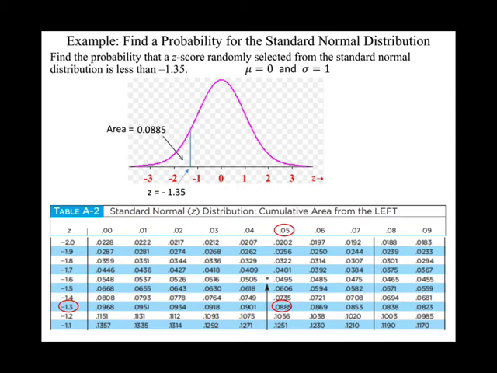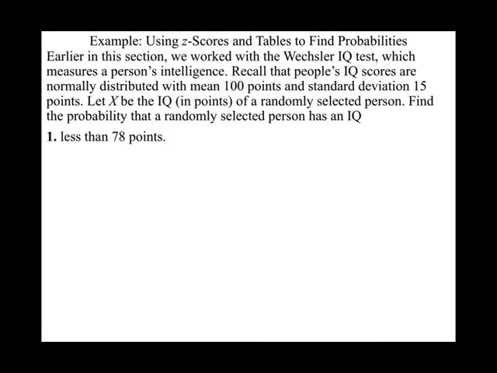Okay, one more time. This table only works for the standard normal distribution. And the area is always cumulative from the left to the right. Okay, another example.